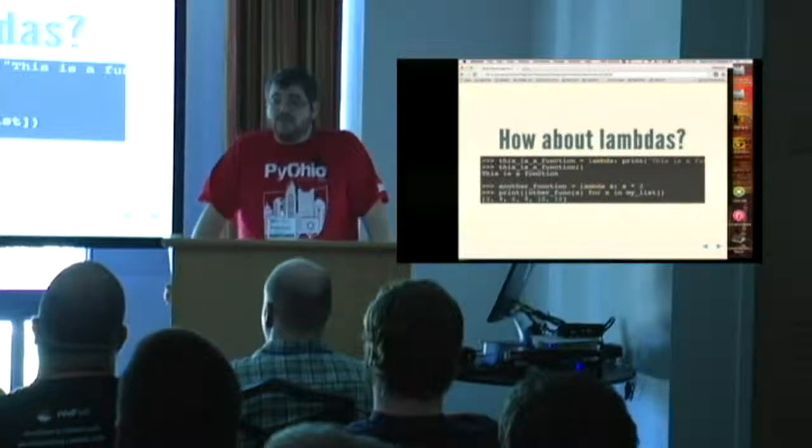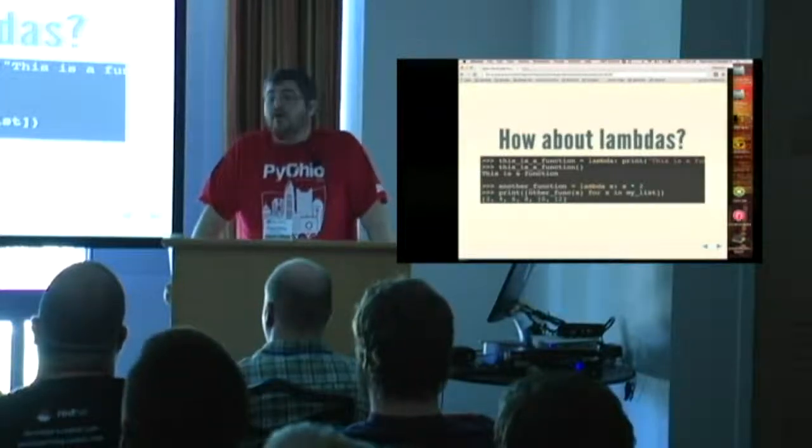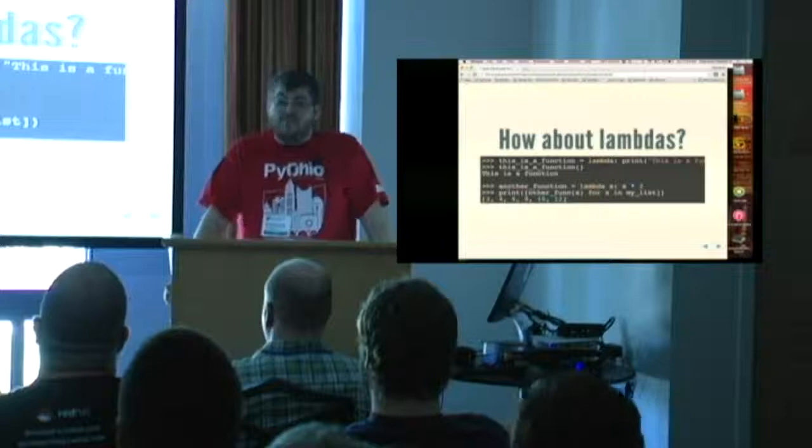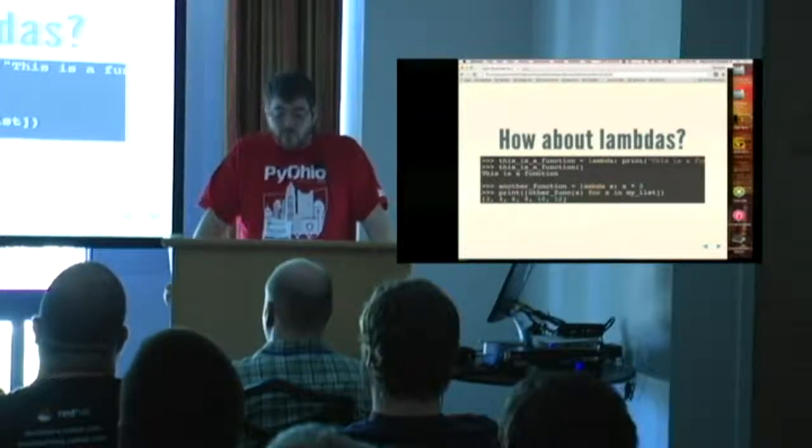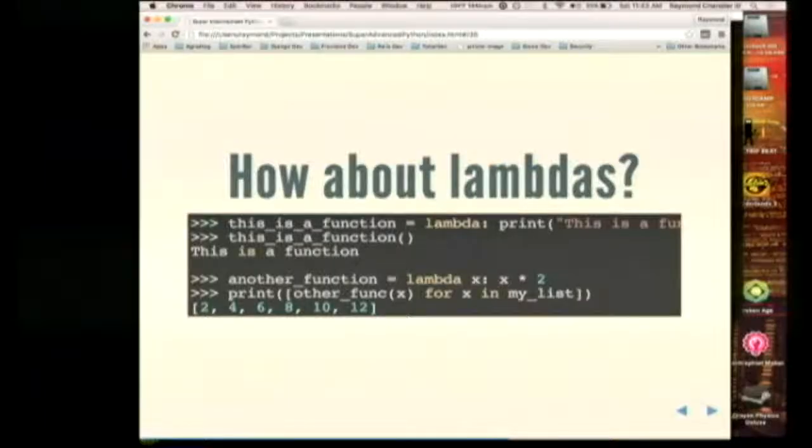Let's talk about lambdas. Lambdas in Python are not all that special. It's just an anonymous function. Now you can apply a name to it. Here I have created a lambda that has a print statement on it, and I've named it by assigning it to "this is my function name" on that first line there. And then I can call it like any other function.